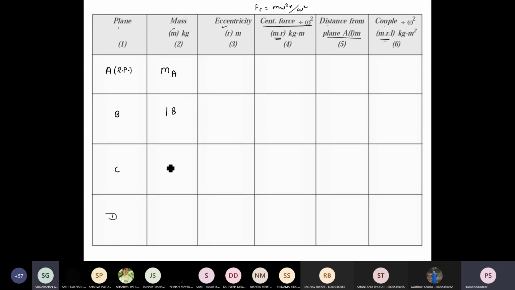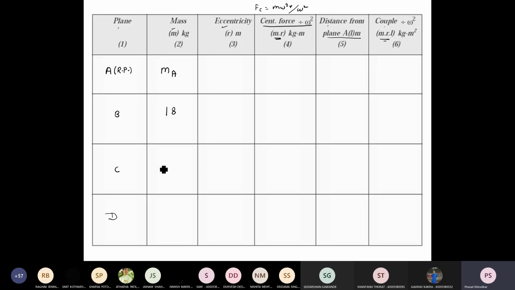Sir, why do we divide by omega, sir? See, instead of multiplying this term by omega square again and again, this quantity will become very large, right? So just to simplify our calculations, instead of doing m omega square r, we are just going to use the value m into r, because omega square is constant for all the masses. Angular velocity is constant for all the masses.